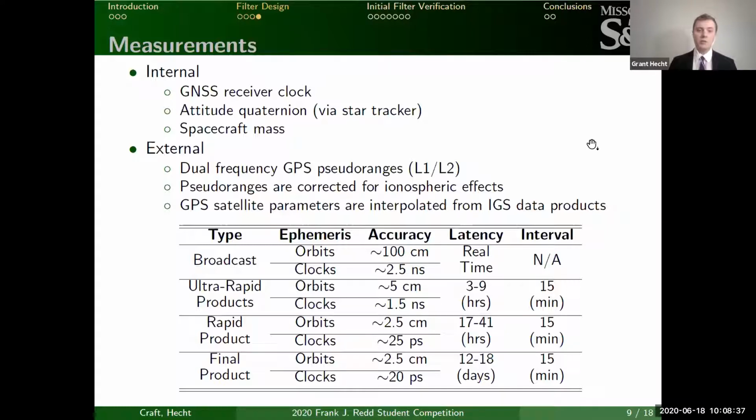Expected pseudorange measurements are generated by interpolating GPS satellite parameters provided by published International GNSS Service final data products. As shown in the table, the final data products provide GPS satellite orbit solutions with an accuracy of about 2.5 centimeters and GPS clock states with an accuracy of about 20 picoseconds, all at 15-minute intervals.